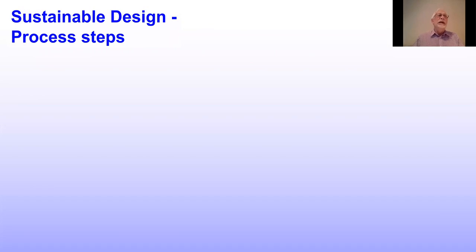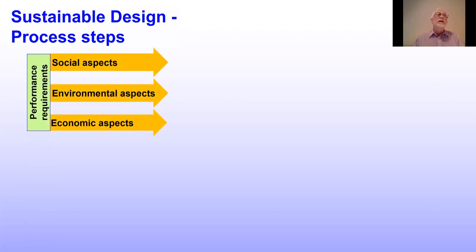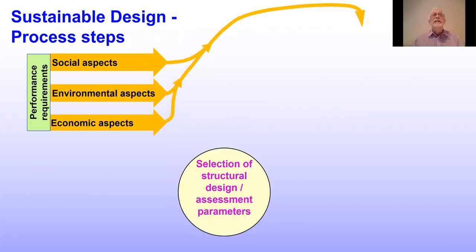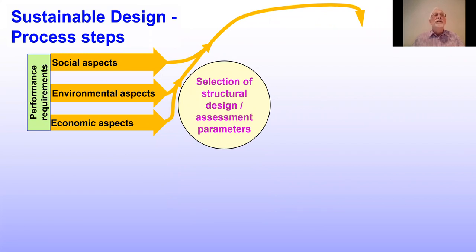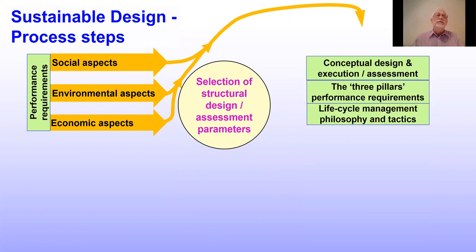Let me just explain some of the process steps which we consider will be relevant to sustainable design. We start with the performance requirements defined by the social aspects, environmental aspects and economic aspects. And these are taken together, and the goal is to enable a process which facilitates the selection of structural design and assessment parameters applicable to new as well as existing structures. We have various tools and techniques which help us do this.